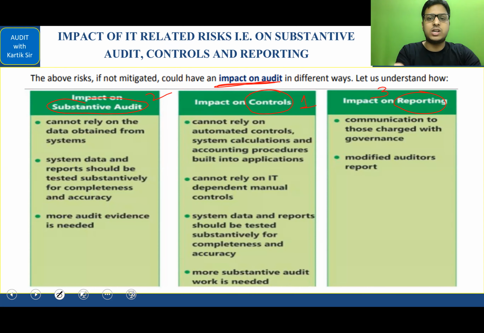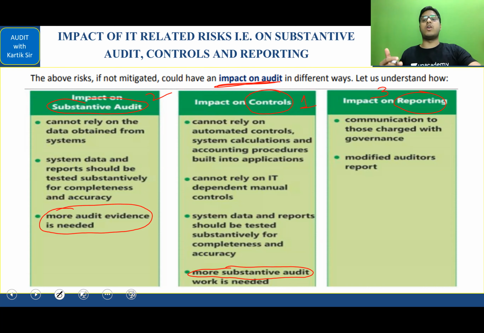So we are looking at the impact on audit. Now, impact on control. See, tell me, if the controls are not in place, what will you do? You will increase your substantive audit work, correct? If the substantive audit work is not in place, what will you do? You go for more evidence. If the risk is high, you go for further audit procedures, right? 330. That is, more audit evidence is needed. And finally, you will report here. And even finally, let's say in reporting, you have to say that all these are the faults in the company. What will you do? You will give a modified auditor's report.